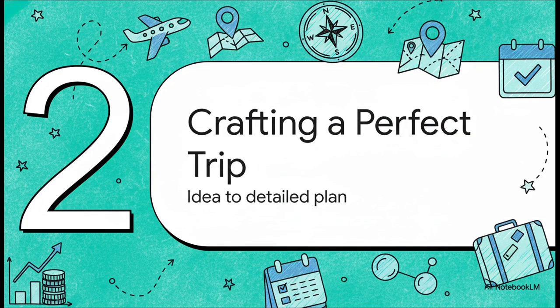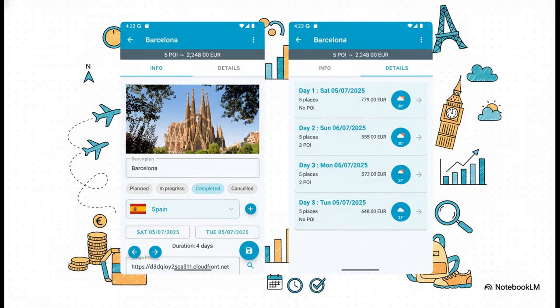Okay, so we've seen the big overview, but how do you actually build a new trip from the ground up? Let's dive in. Every single trip you create is basically built on two really simple tabs. On the left, you've got the Info tab. That's where the big stuff is, where you're going, the dates, a cover photo, the currency. Then you flip over to the Details tab on the right, and that's your playground. That's where you build out the day-by-day itinerary. It's a smart way to keep things tidy.